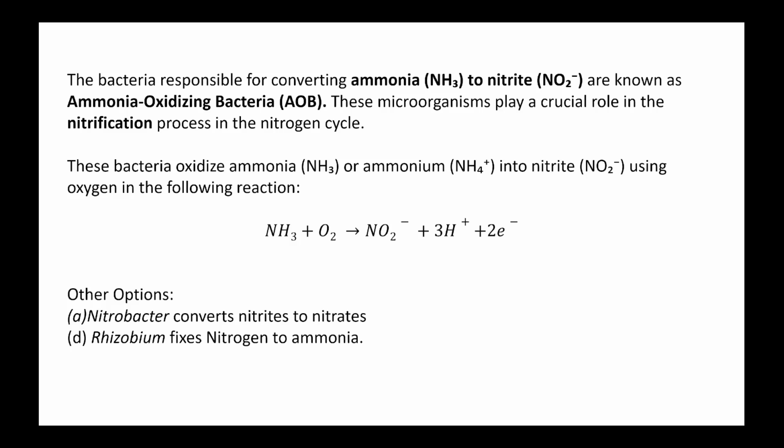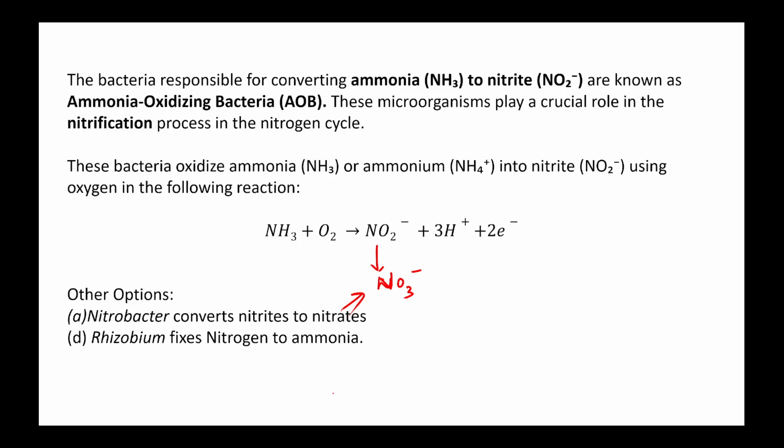This process is called nitrification, and Nitrosomonas is the most common example that can do nitrification. The other options that were there, Nitrobacter, convert these nitrites further into nitrate. So further oxidation of nitrite will lead to nitrate formation. What is nitrate? Nitrate is NO3 minus. So this NO2 minus will further get converted into NO3 minus. So this is called nitrate.